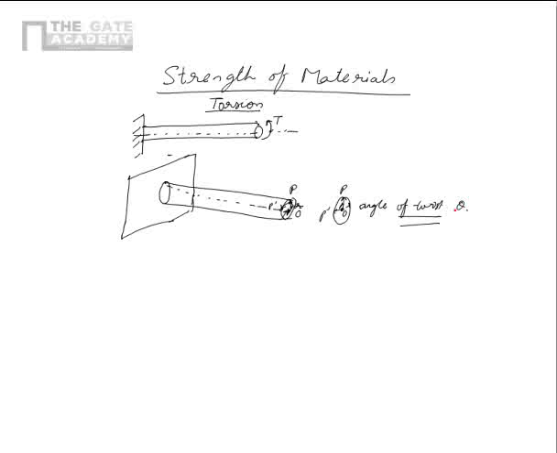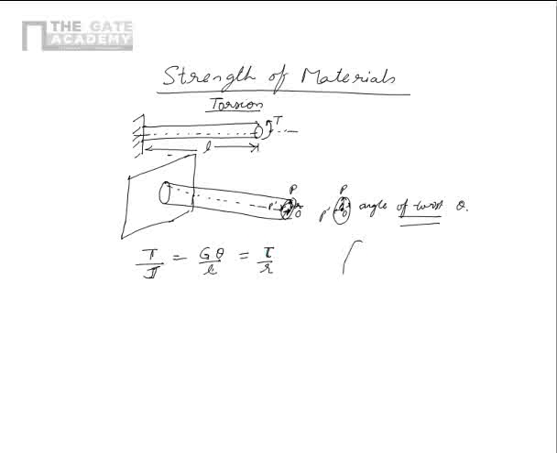Similar to the formula for bending, we have one formula for torsion also, which is given by T upon J is equal to G theta by L is equal to tau upon R, where T is the applied torque, J is the polar moment of inertia of the cross section, G is the modulus of rigidity of the material, L is the length, which is, let's say, this much. This is L. Tau is the shear stress at a particular radius.